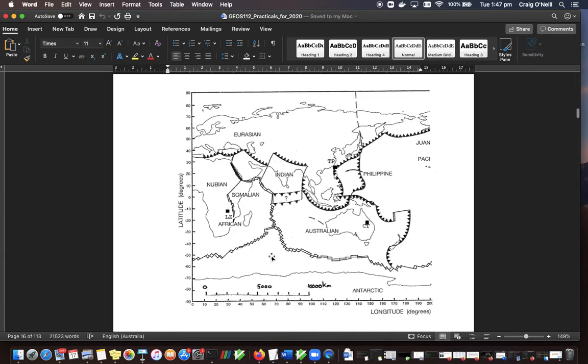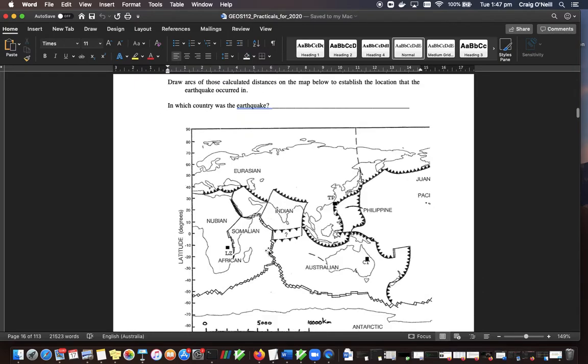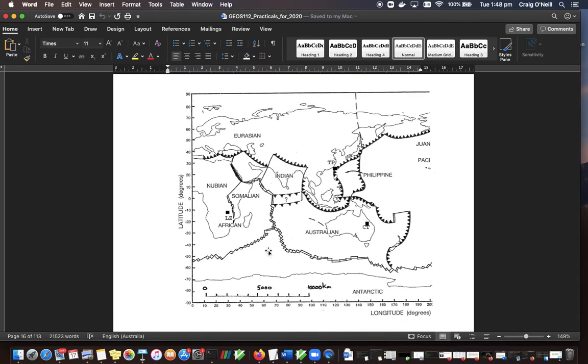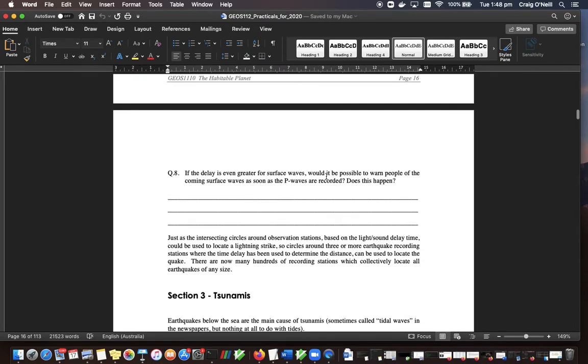Now you may be a little bit off because we're reading off a graph here, and that's going to introduce errors, but you should get them pretty close to the major fault system where this earthquake occurs, and you should be able to work out what country it's occurring in as well. So I'll leave that answer for you guys to work out.